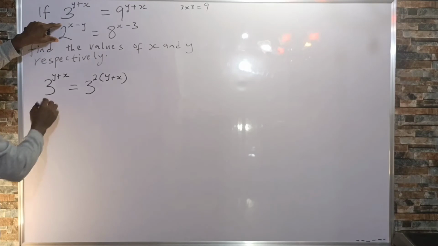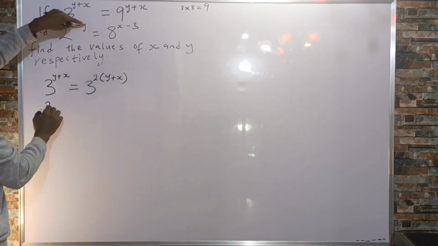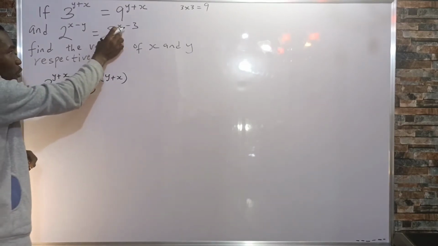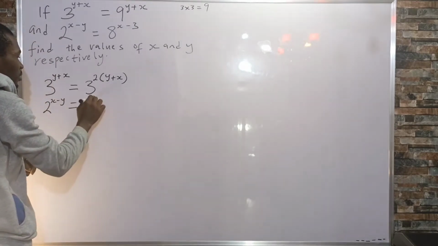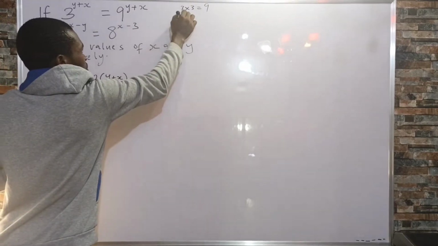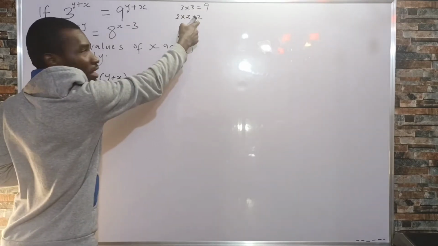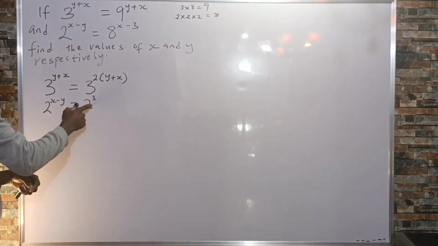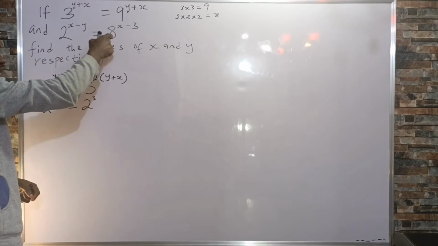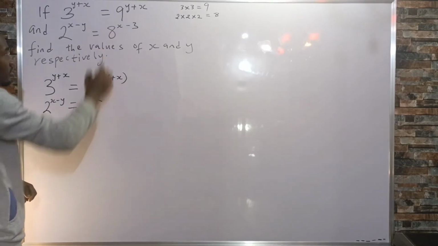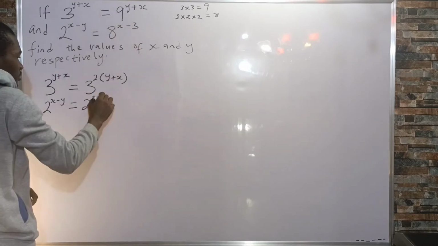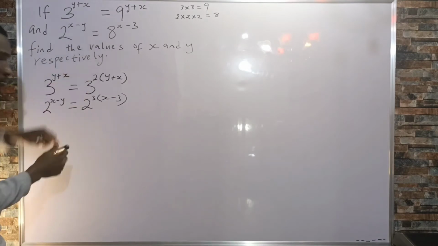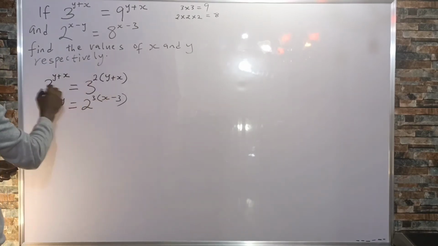Then for this one also, we have 2 raised to the power of x minus y, and that is equal to, remember also that 8 can be broken as 2 raised to the power of 3, because 2 raised to the power of 3 is the same thing as 2 multiplied by 2, that is into 3 times, and 2 times 2 is 4, 4 times 2 is 8. So automatically 2 raised to the power of 3 is equivalent to 8. Then in brackets, the initial power, which is x minus 3. And remember, since their bases are the same, I can equate their powers by cancelling out the bases.